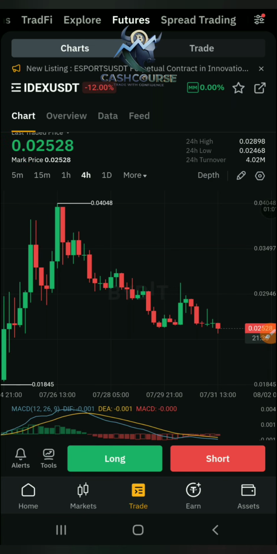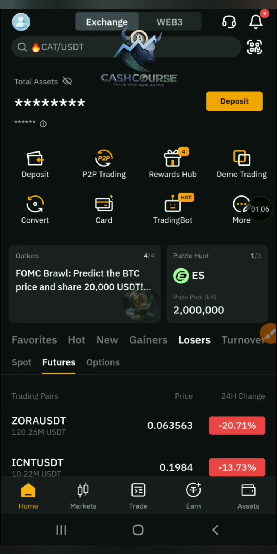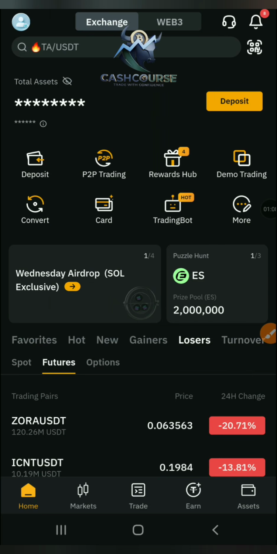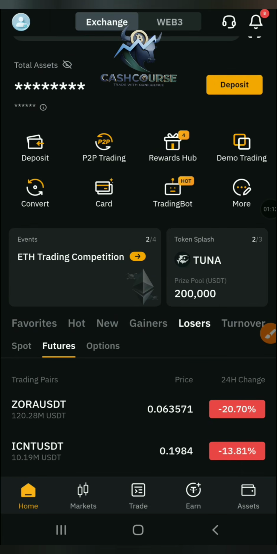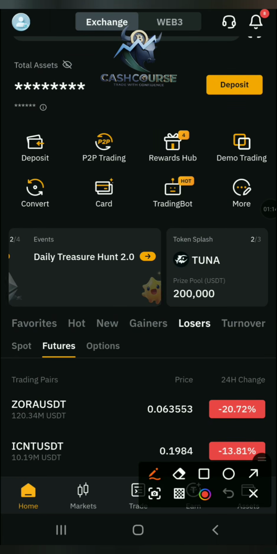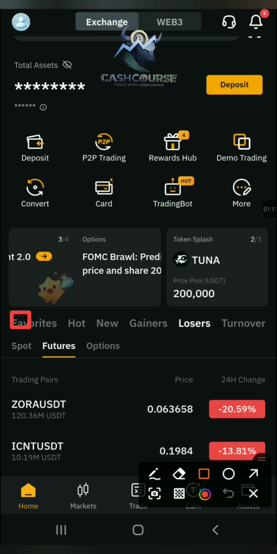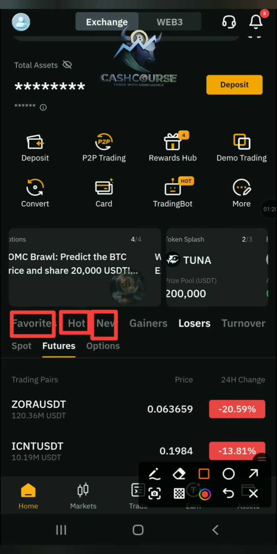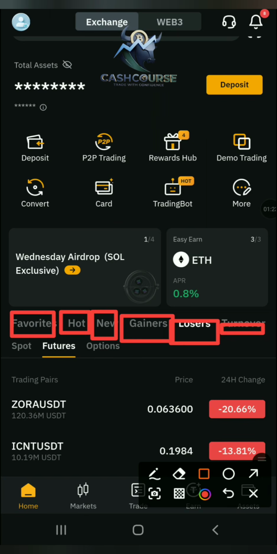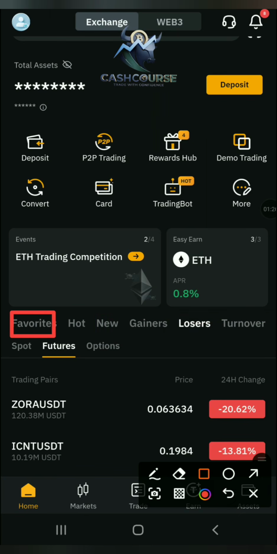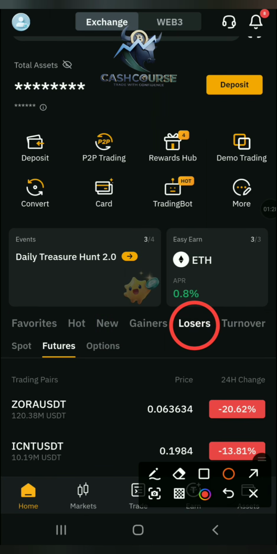Now let's get you to your next $700. Starting with step number 1. Now your Bybit interface is going to look something like this. So on your Bybit section, you're going to see features like the favorites, the hots, the new, the gainers, the losers, the turnover, and so on and so forth. Now our focus is going to be on the losers, right?